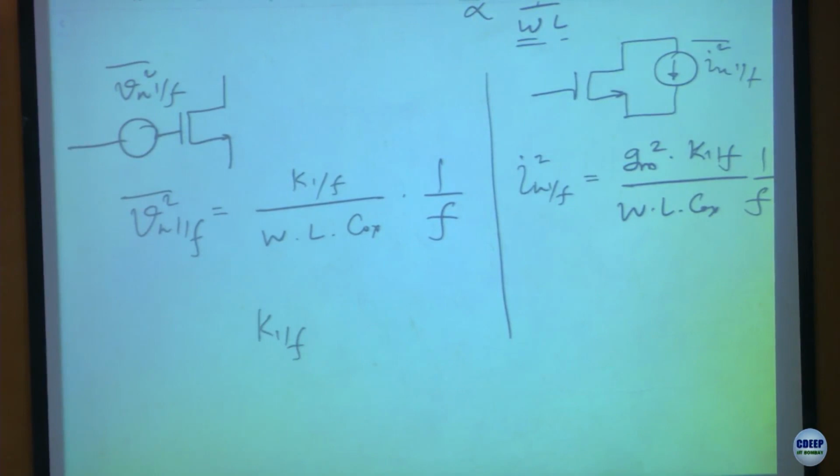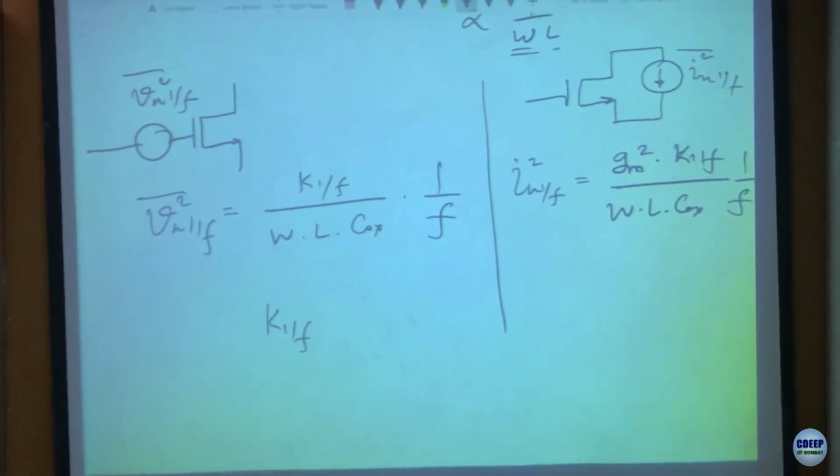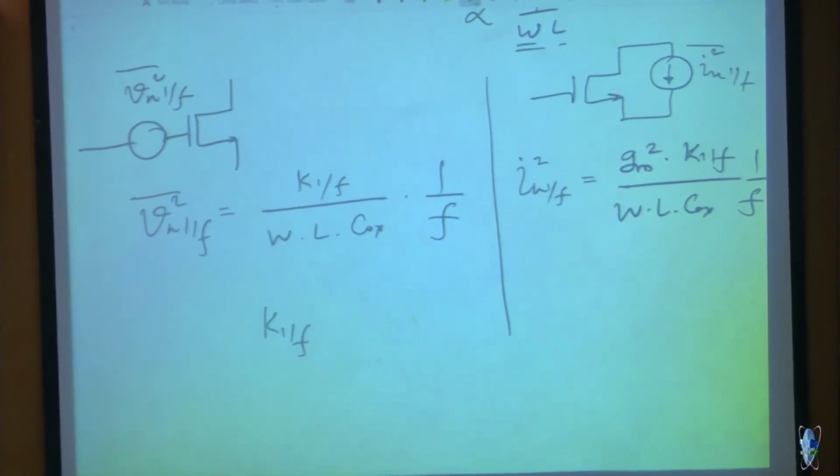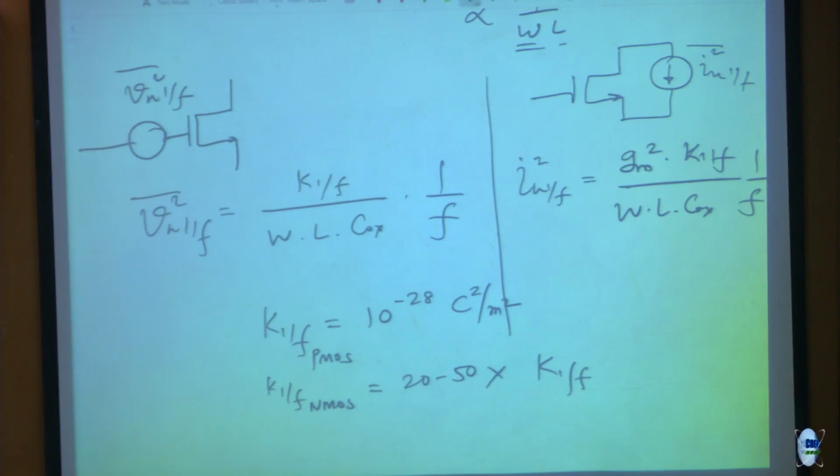So this K 1/f value changes a lot from process to process, and it is an indicator of how good the process is. So if the process is extremely clean, then this 1/f noise coefficient can be smaller, and this 1/f noise coefficient can be 10 to the power minus 28 C square per meter square. Okay, and this is for PMOS transistor, and for NMOS transistor it's actually a lot worse. It can be 20 to 50 times K 1/f, NMOS versus PMOS. The reason for that is in PMOS the transport is happening under the surface, it doesn't happen at the surface. That's the reason you get better 1/f noise properties in case of a PMOS transistor.